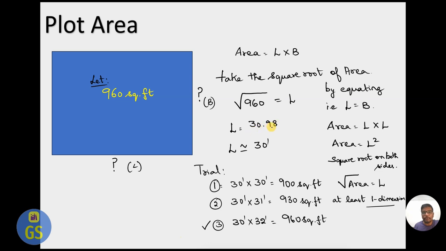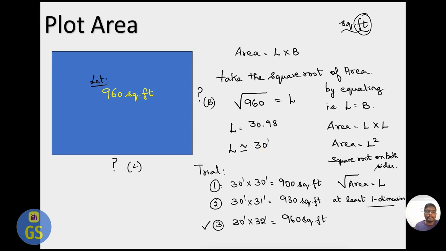So what is this 30.98? Since our units are in feet, we are talking about square feet, so it's going to be in feet. Here I am taking a round off of 30 feet. So let us assume that one of the lengths is going to be 30 feet.